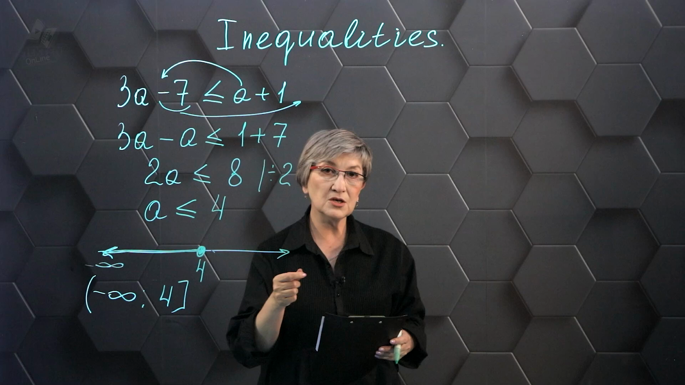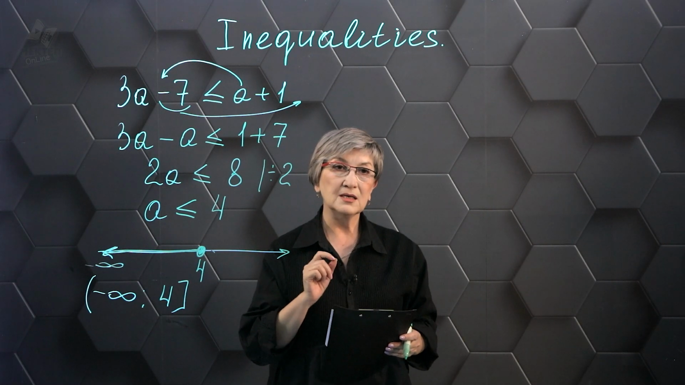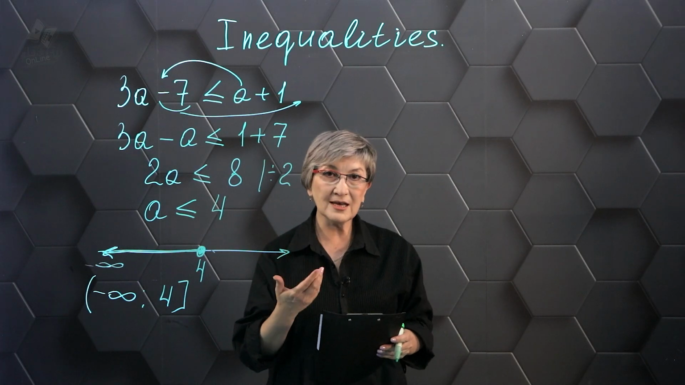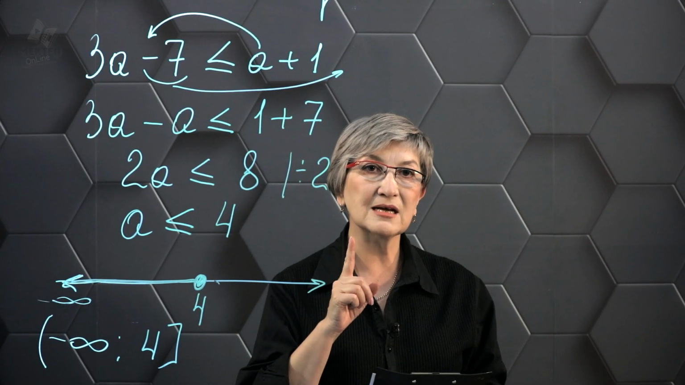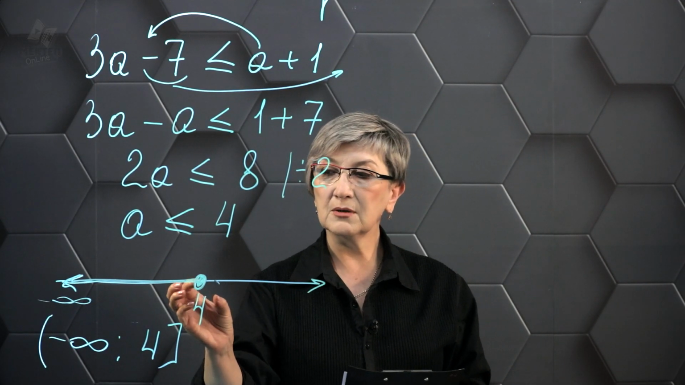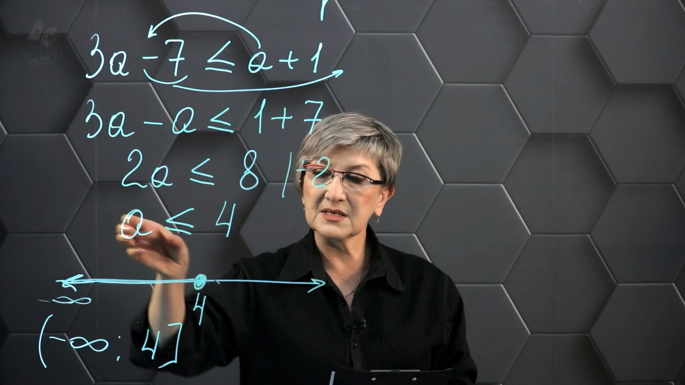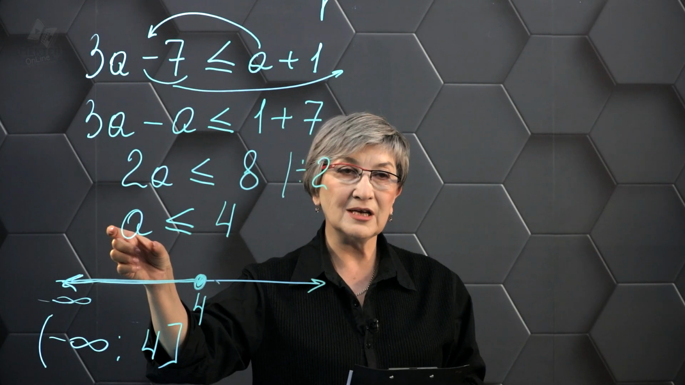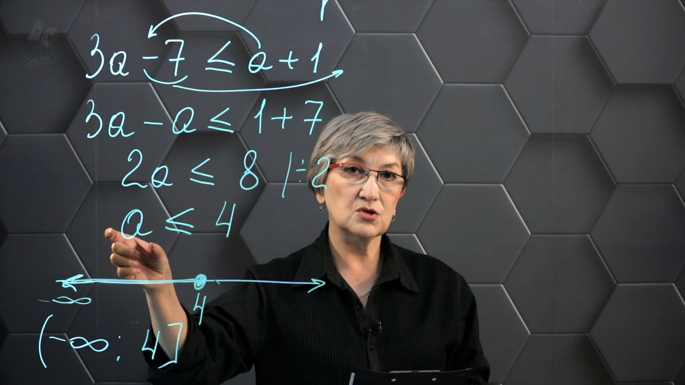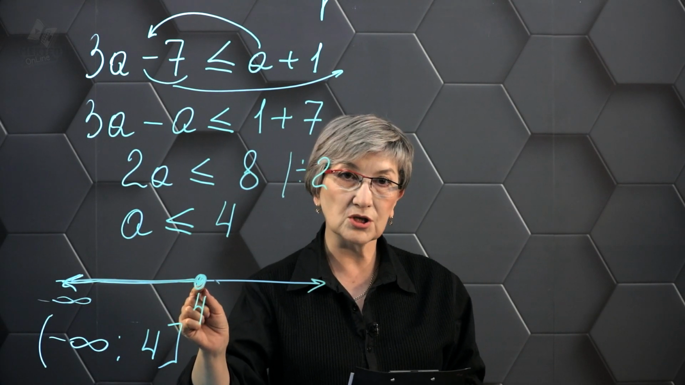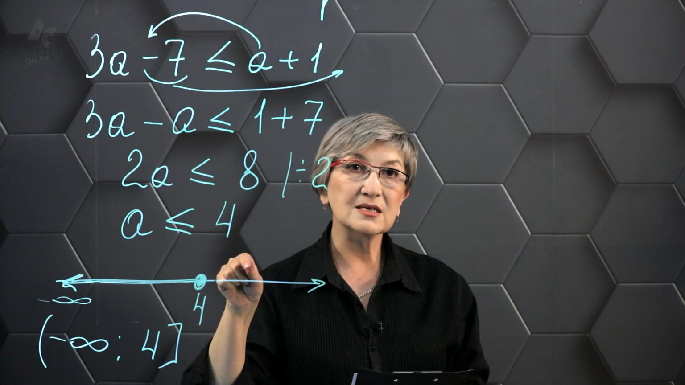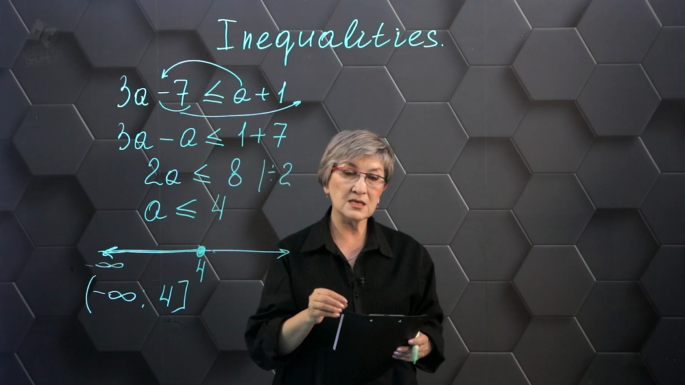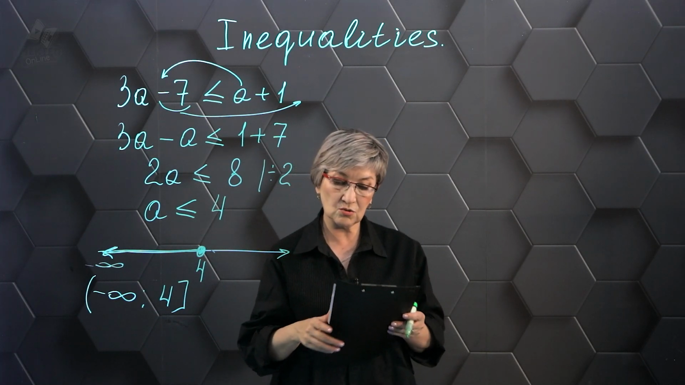But if we need to write down the set of solutions, the numbers that are less than 4, the number 4 is included in those numbers. Why? Because if instead of a I substitute the number 4 itself, then I have 4 less than or equal to 4. But 4 equals 4, so the number 4 is a solution, along with all numbers that are less than 4. That's the difference between strict and non-strict inequalities.